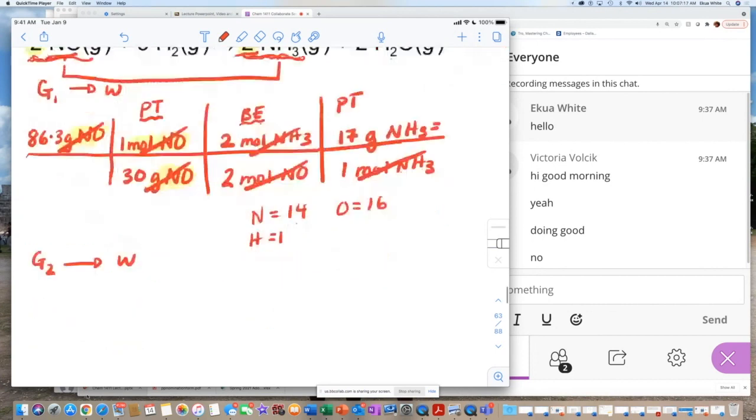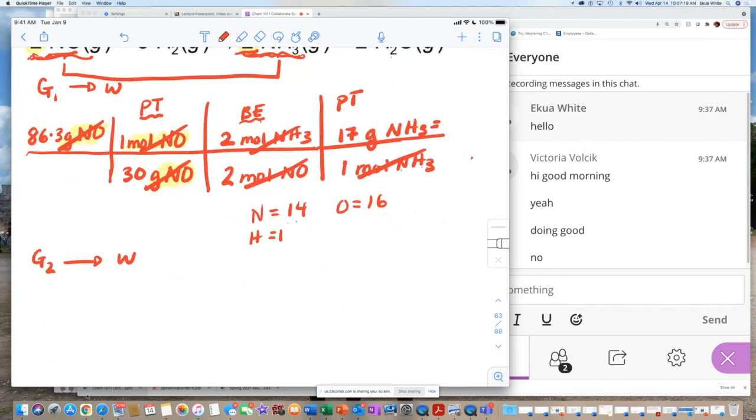When I work out my math, the units that remain are going to be the units of my answer. Grams of NH3. Right? What are the grams? We're going to multiply everything on top, which would be 86.3 times 2 times 17. Divide by everything on the bottom. 30 divided by 2. So what do we get?